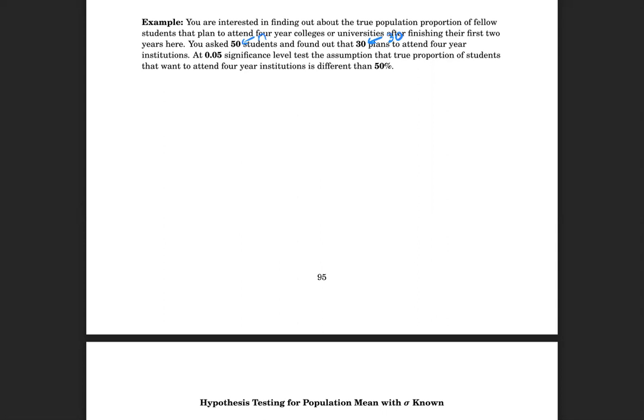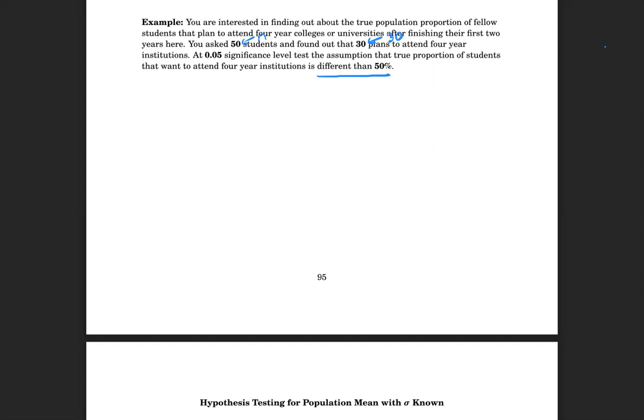At 0.05 significance level, test the assumption that the true proportion of students that want to attend a four-year institution is different than 50%. Different than 50%. So, Brandy, to answer your question here, what is it going to be? Can you help me out for this one? What kind of testing would you be doing? Two? Yeah, you're right.